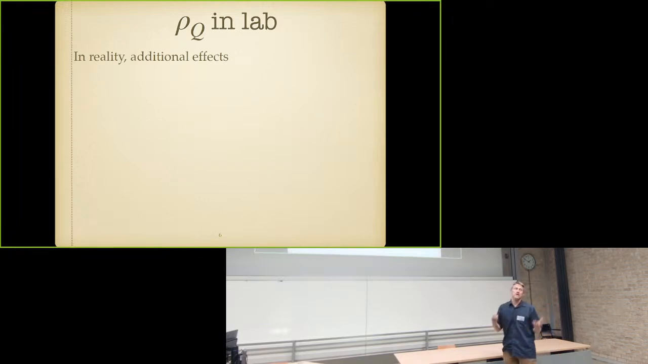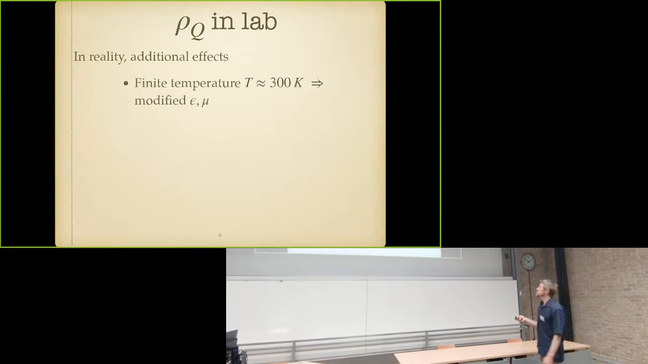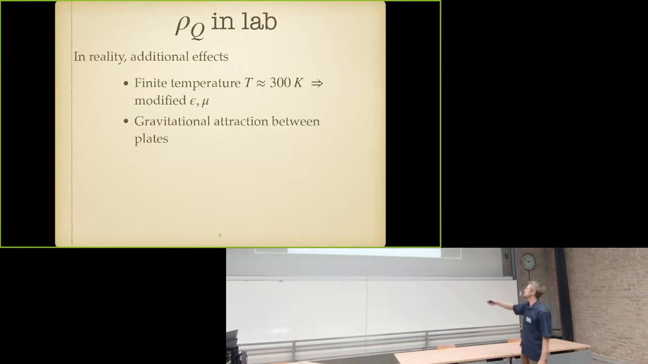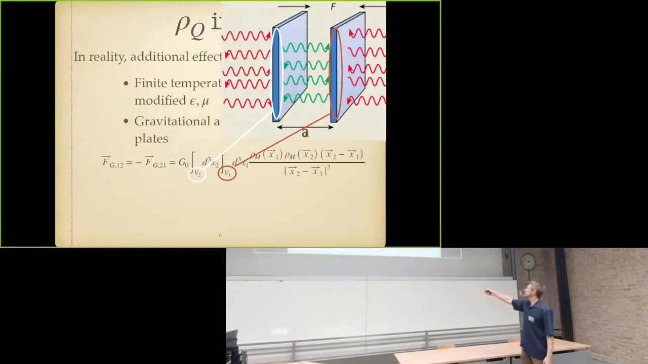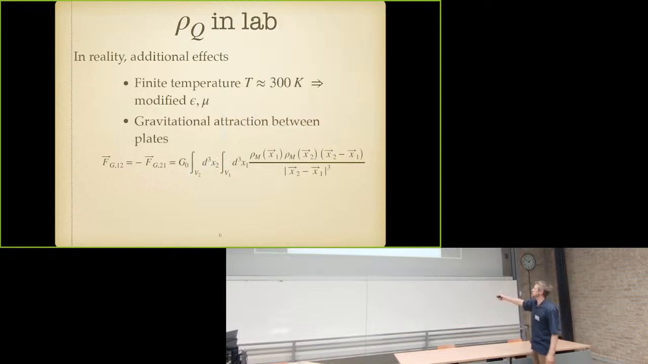If you do this project with experimentalists, there are actually more effects you have to consider when you think about experiment. First of all, it's done at finite temperature. This modifies the dielectric properties. There's even a gravitational acceleration between the plates because the plates have mass. In a precision experiment, you have this Newtonian force between the two massive plates, and you have to integrate over the mass densities of the plates, and then you get a force. This will be important for us, so please memorize this formula.